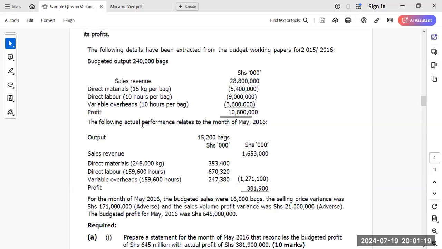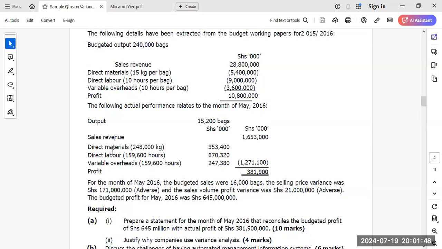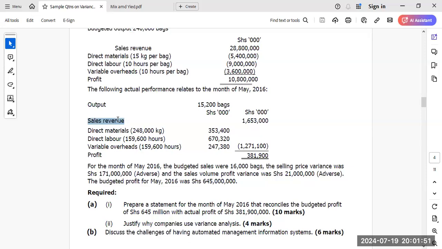Then they are telling you that the following actual performance relates to the month of May 2016. So here they are giving you actual information. The actual output is this one. The budgeted output is this one. And they are telling us that the sales revenue is this one. This is the overall sales revenue. If we want to know the actual selling price, you can get this divided by this.